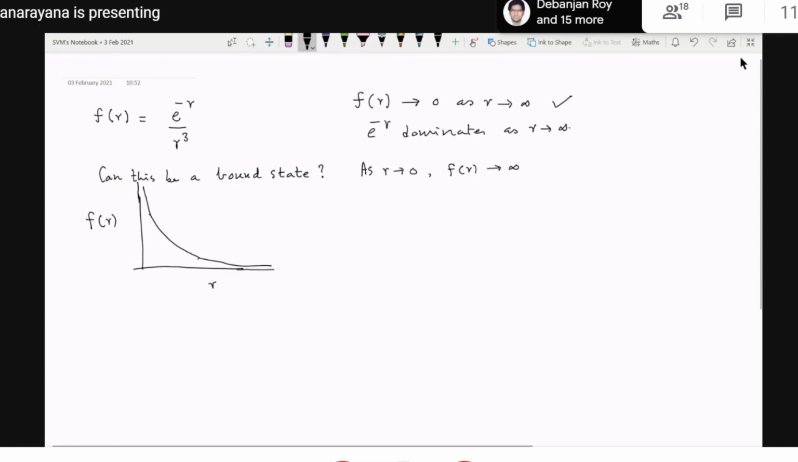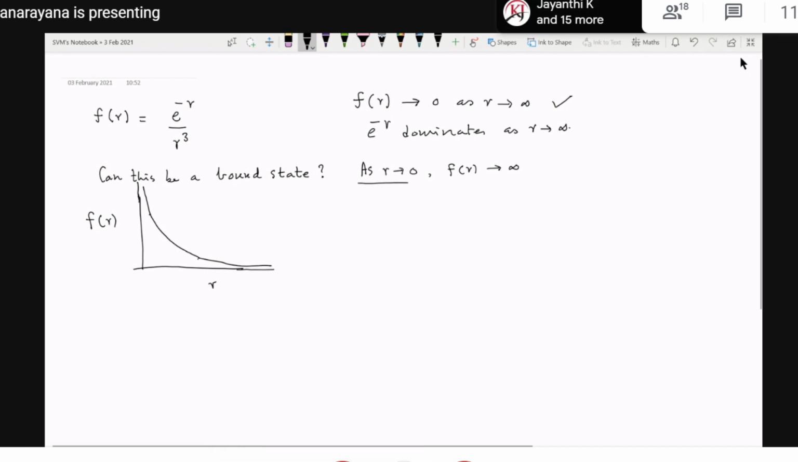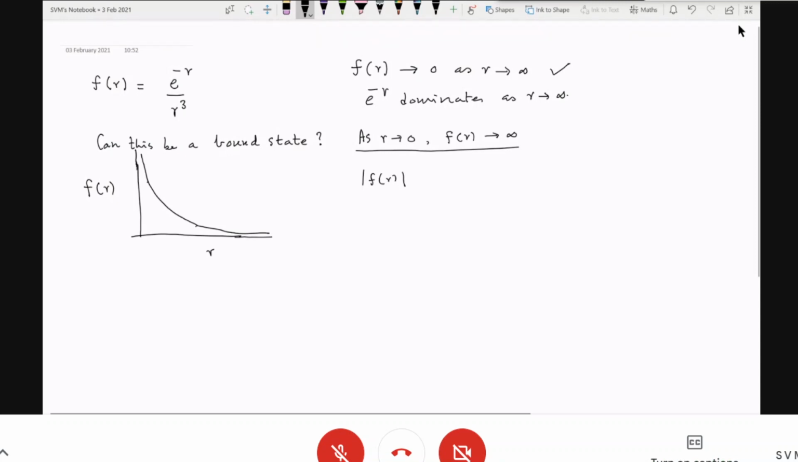Now the point is, what happens here? So mod square, f of r mod square into r square dr. When you take an integral from 0 to infinity, this one is equal to the integral from 0 to infinity of e to the minus 2r divided by r to the 6, times r square, dr.